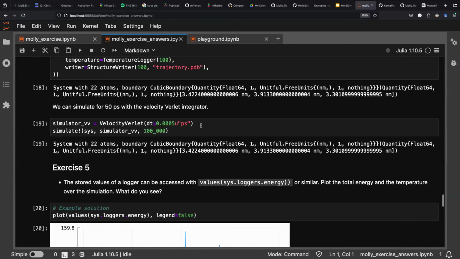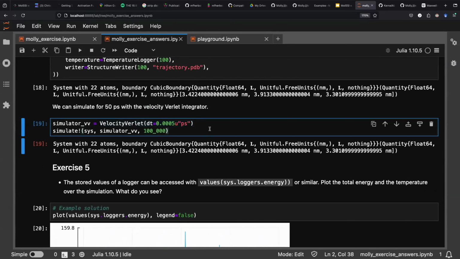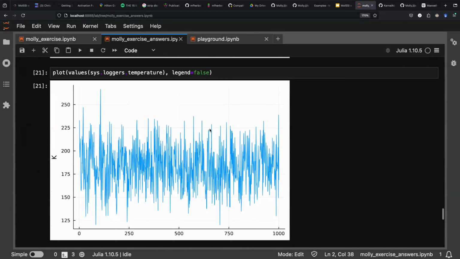So here we're just running with a velocity Verlet. So there's no thermostat here. When you run without the thermostat, you run in a constant energy ensemble, okay? So the total energy will be conserved. And we see the temperature fluctuates.